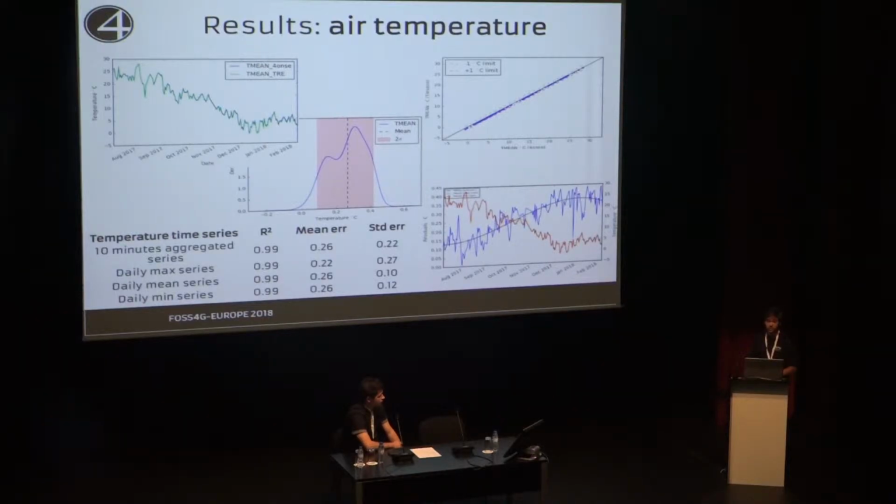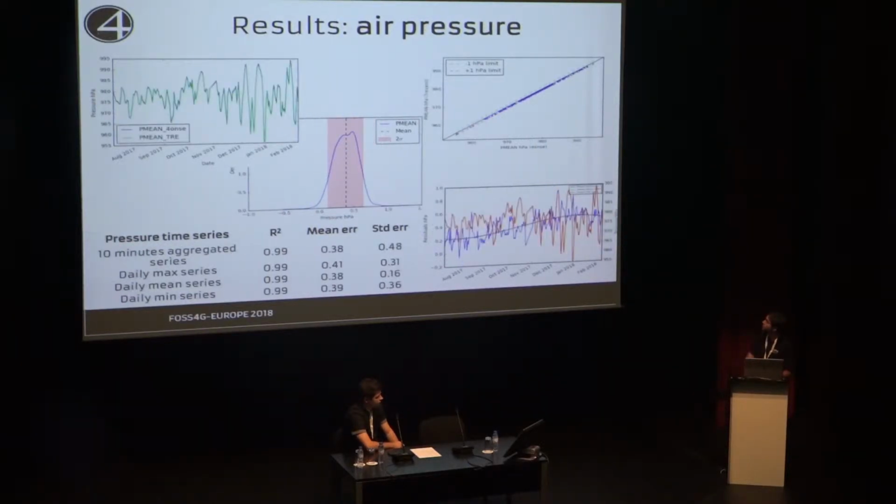Because probably it could also be sensor drift, so decreased quality of the measurement of the sensor. This is air pressure, and here the results are also very good, because the mean error is basically under 0.4 hectopascal. Also, the standard deviation is quite good.